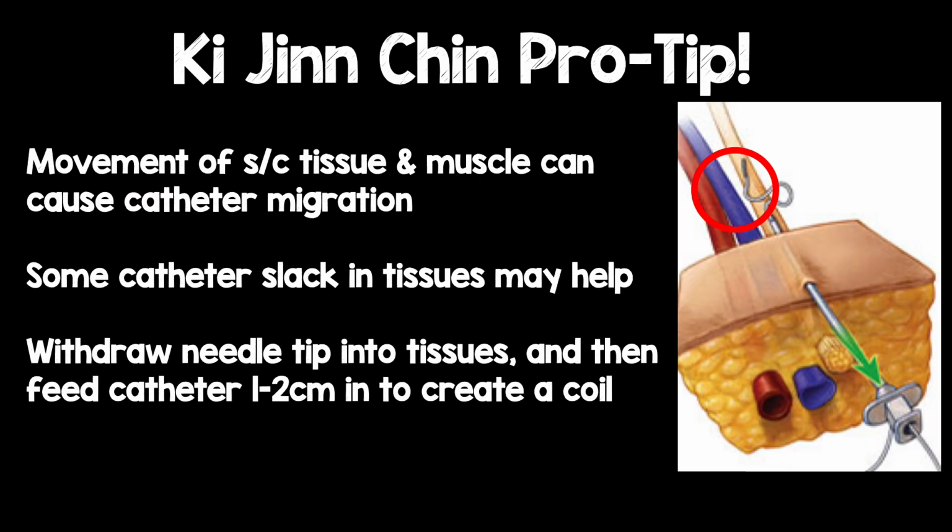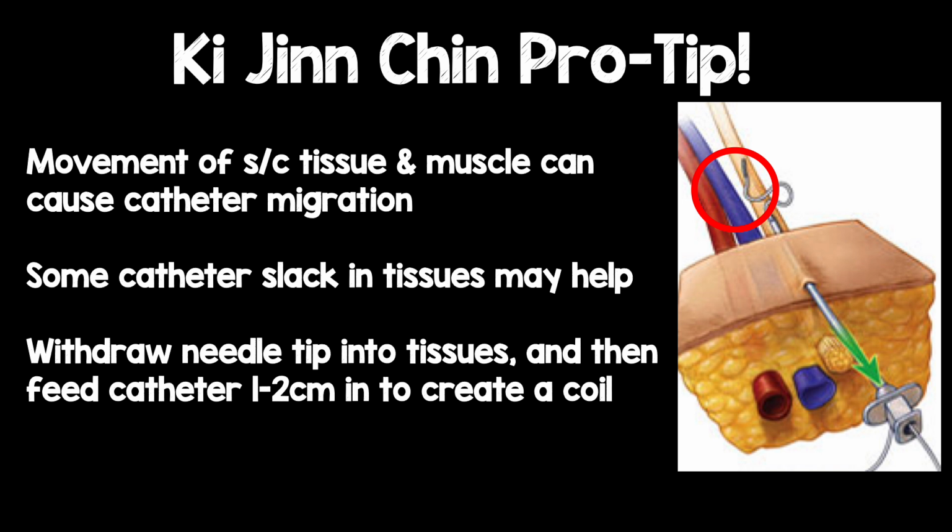I also want to talk about a pro tip from Keijin Chin. And here Keijin is talking about the issue we've talked about where movement in the subcutaneous tissue and muscle can cause catheters to migrate. So one of the ways he's dealt with this is you place your needle, you get it in the right place, you thread your catheter, and as you're bringing your needle back, you bring your needle back a bit, and then you thread a bit more catheter so it coils within the subcutaneous tissue, and then you remove your needle completely.